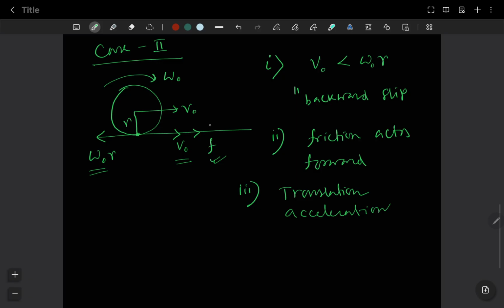And now see, this friction will try to rotate this body in the backward direction, in the anti-clockwise direction. Actually it is rotating in the clockwise direction, friction wants to rotate it in the anti-clockwise direction, so it is opposing the rotation. Basically the torque produced by the friction about the center of mass is opposing the actual rotation of the wheel or the rolling body. So there will be angular retardation.